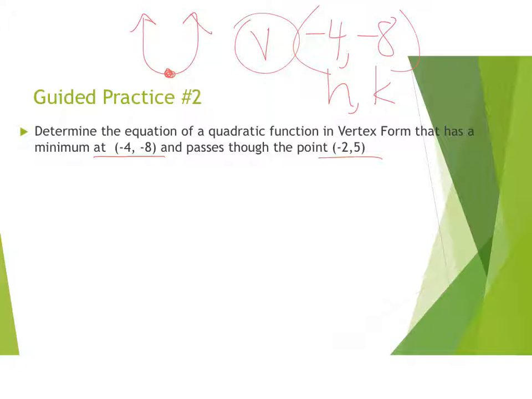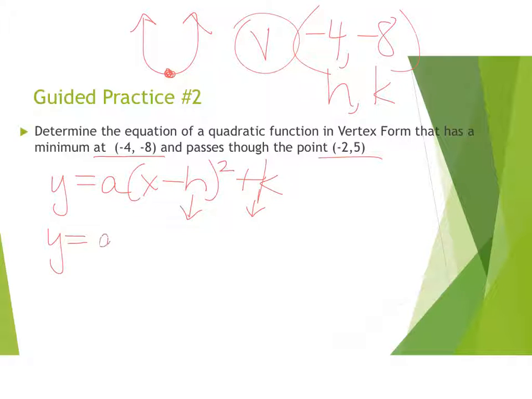So we have a vertex of -4, -8, which means we have an H and a K value. Let's write out the vertex formula and see what else we might be missing. Okay, we just said we have a H and a K value, so let's write it with our given H and K in there, and then go from there and see what we're missing.